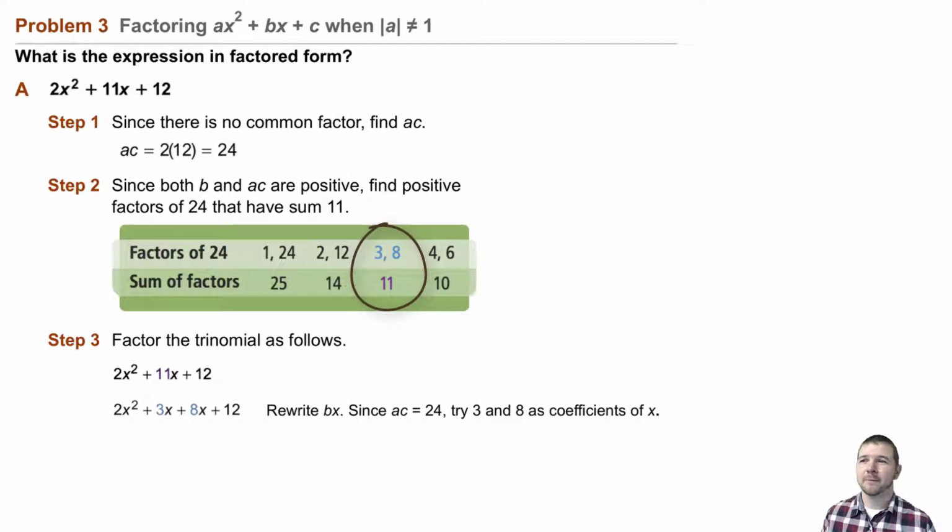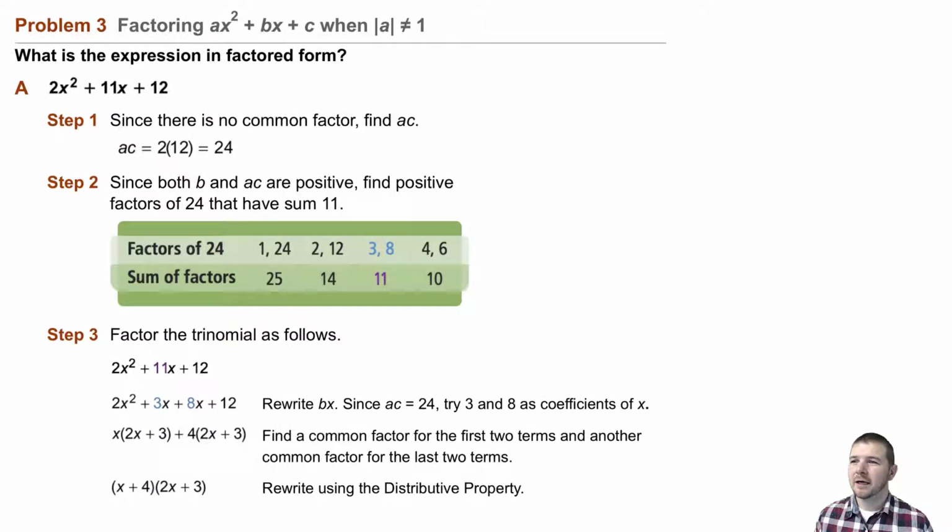And notice what happens. If we consider our left two terms and we factor out the greatest common factor x, we get x times the binomial 2x plus 3. Now when we factor the right two terms, we factor out their greatest common factor 4, we get 4 times the same binomial, 2x plus 3. So we can rewrite, using the distributive property, as the binomial x plus 4, note where the x and the plus 4 came from above, times the binomial 2x plus 3.